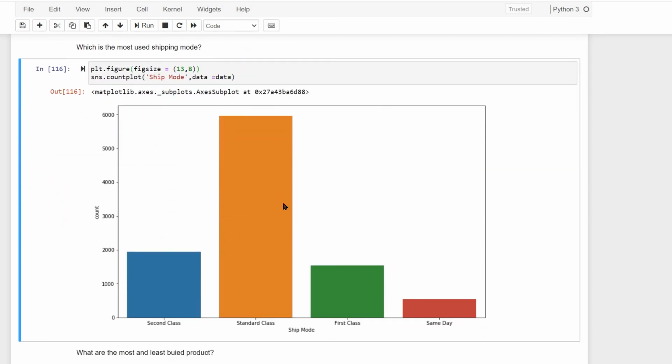Which is the most used shipping mode? As you can see, the standard class is used so much. The least used shipping mode is same day. We can guess the same day would cost more than others. That's why people don't use it.